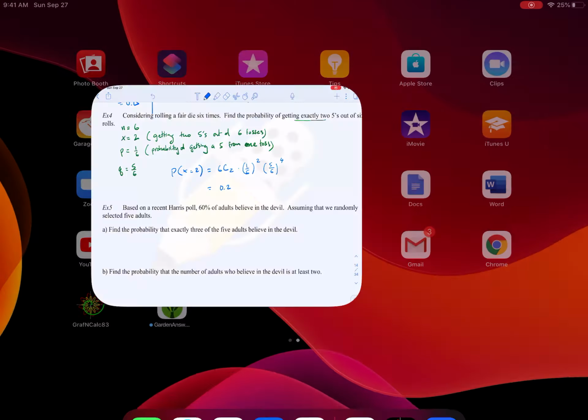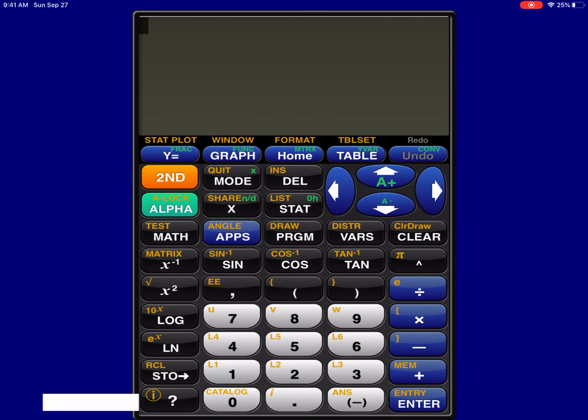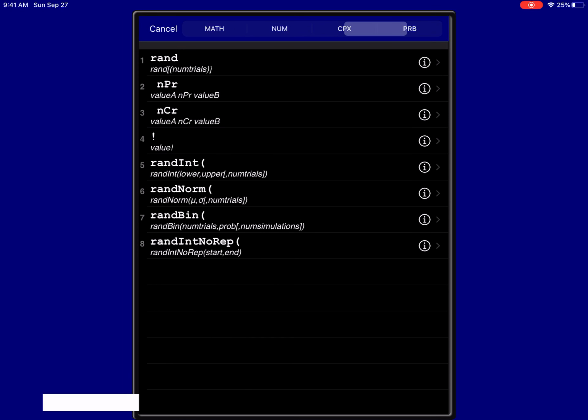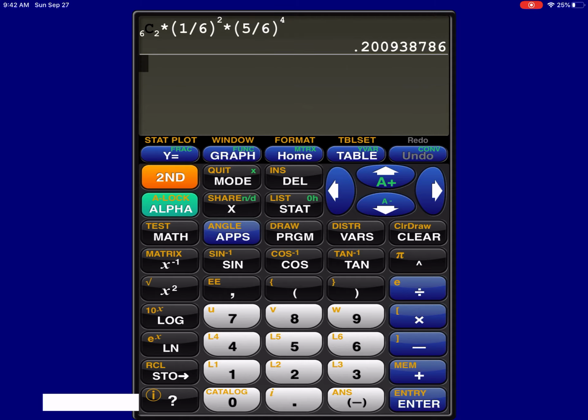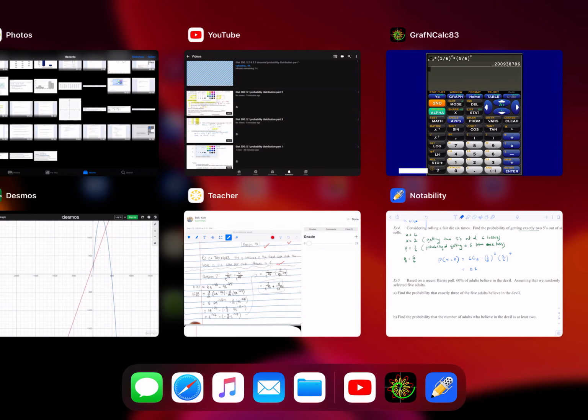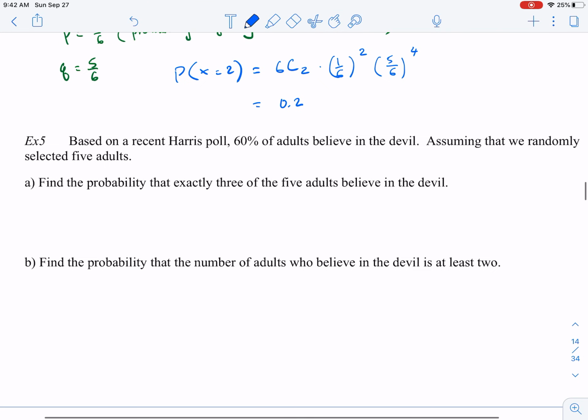Okay, so I'm going to show you guys how to do that really quick. We're going to do 6 choose 2, right? And then times 1/6, 1 divided by 6, raised to the second, times 5/6 raised to the fourth, and that should give us about 20%. Okay. All right, next questions.